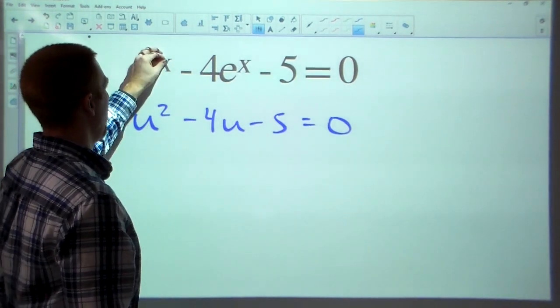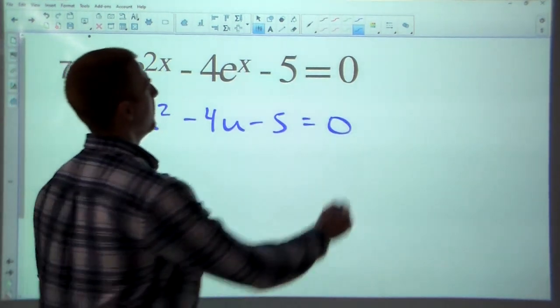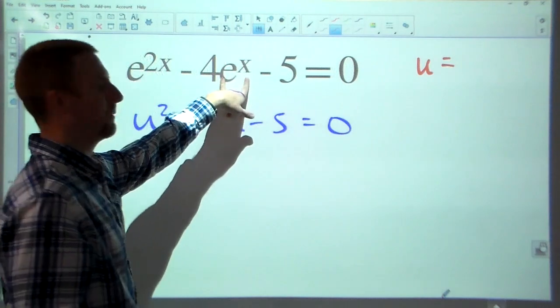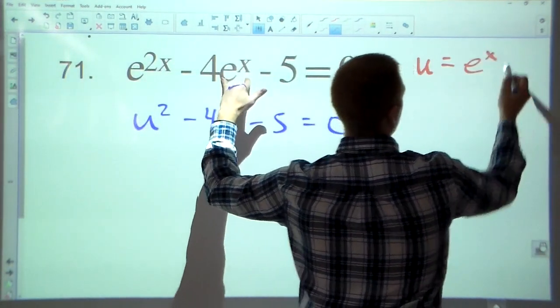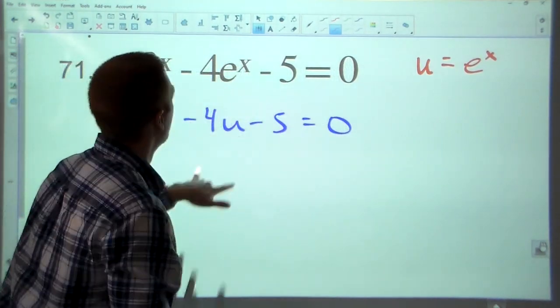But the part that's raised to a power, I want that to just be squared, and I just want the other to be the first power. So we need to come up with a u that's going to make that happen. Usually it's just the middle term. Sometimes you have to do a little bit more to it, but let's see if that works. And when I say middle term, I mean the variable piece that's raised to an exponent for the middle term.